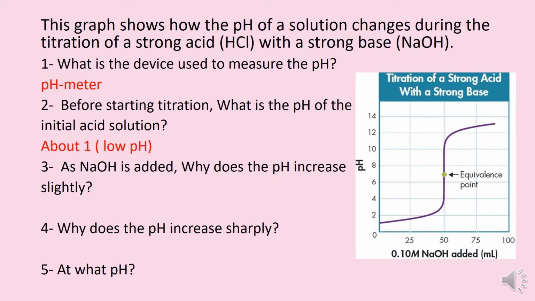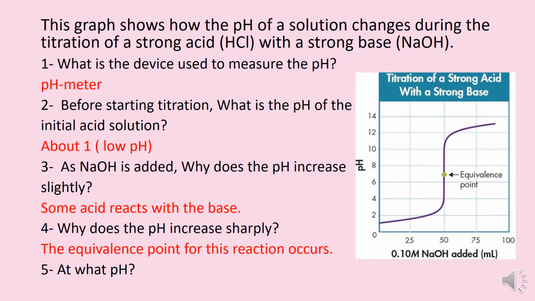Now the third question: as NaOH is added, why does the pH increase slightly? What will be the answer? Because some acid reacts with the base. Now, number 4: why does the pH increase sharply, as you see here in the graph? Why does the pH jump? The answer: the equivalence point for this reaction occurs.